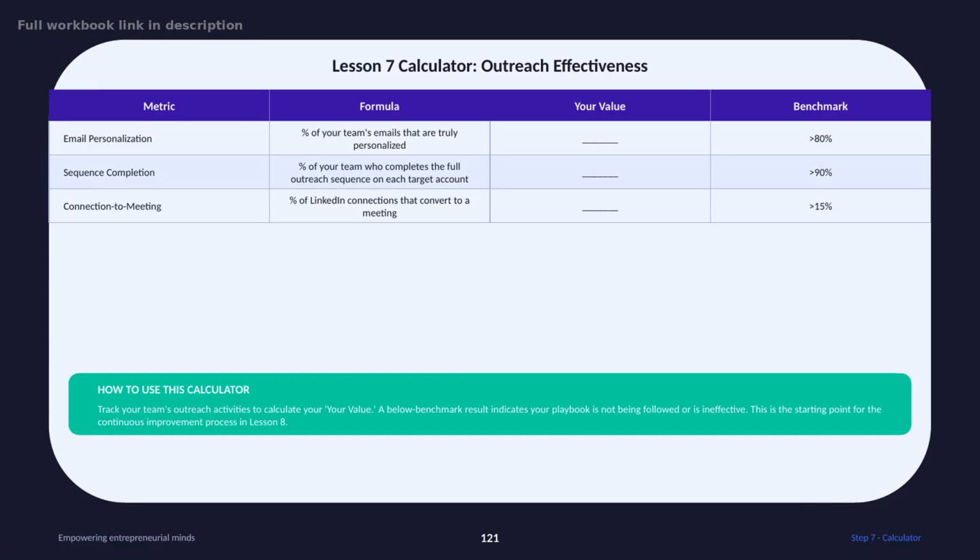A below benchmark result usually means the playbook isn't being followed or isn't landing. And that's exactly the starting point for the continuous improvement work in the final lesson.